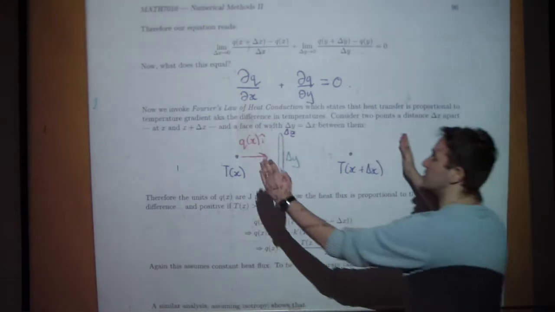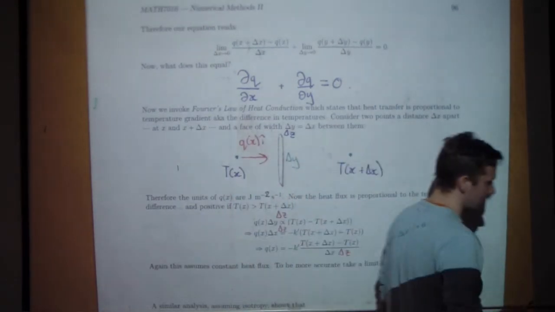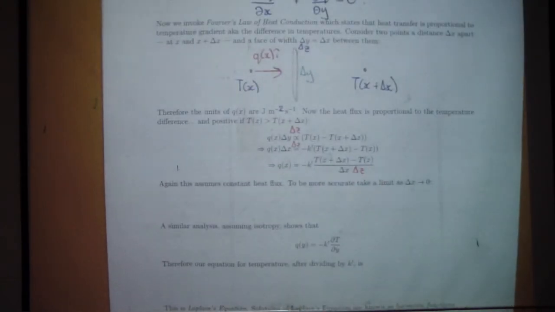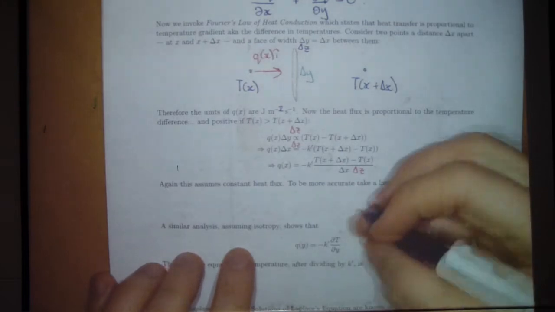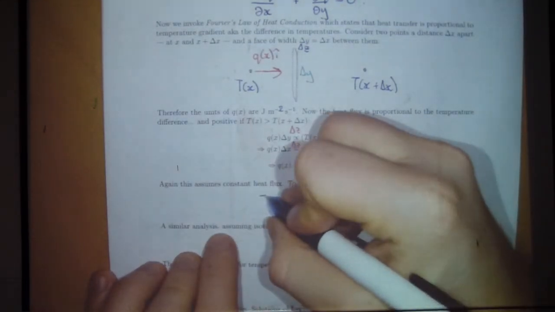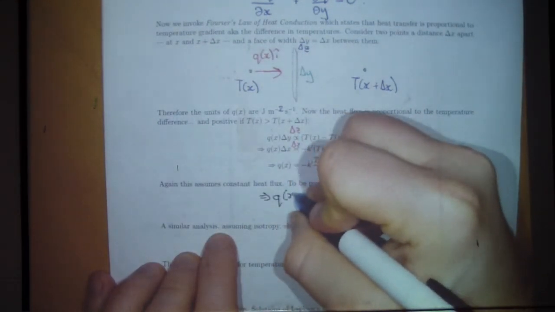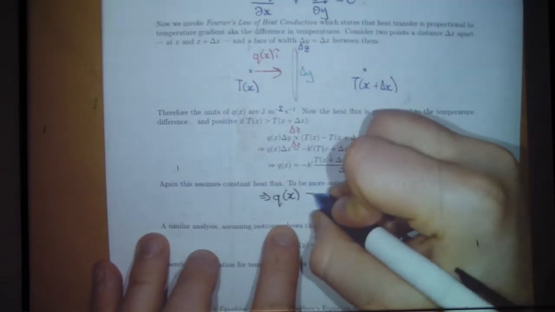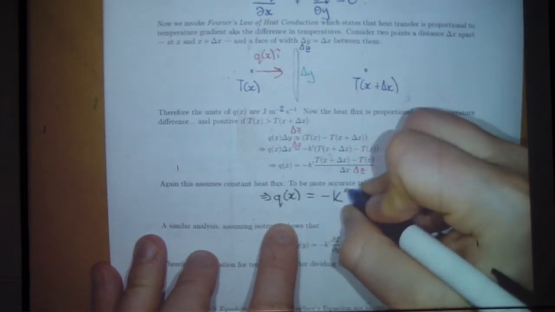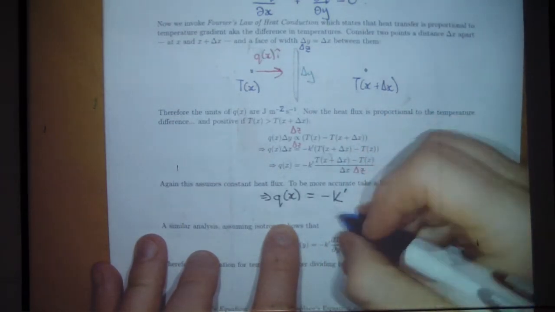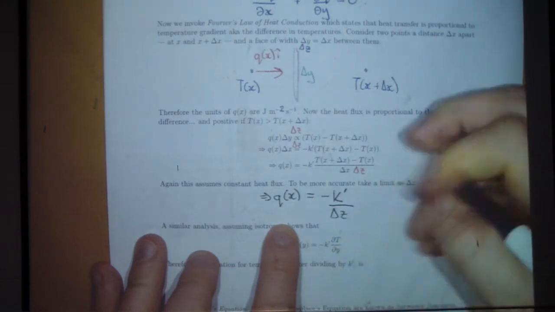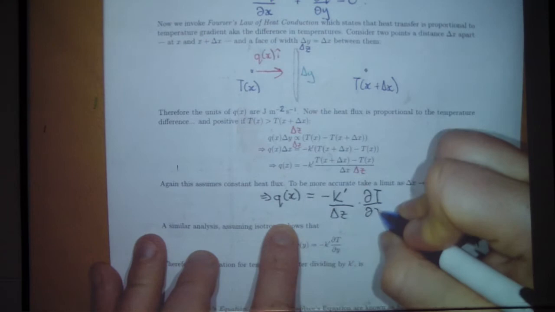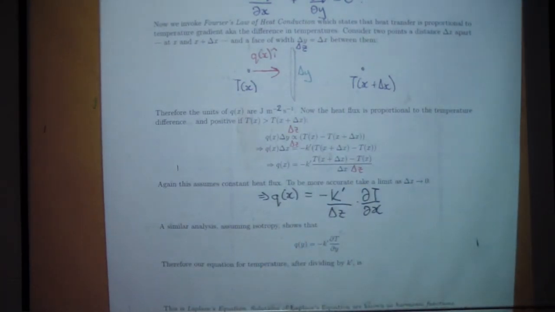To be more accurate, we take these points to be closer and closer together. We do the limit as delta X goes to 0. As we do that, I think we end up with Q of X, and again, we're moving in the X direction, not in the Y direction, so we have a partial derivative. I think I'm going to get minus K dashed, and the delta Z can come out as a constant this time, and then what you see here is a partial derivative of temperature with respect to distance along the X.